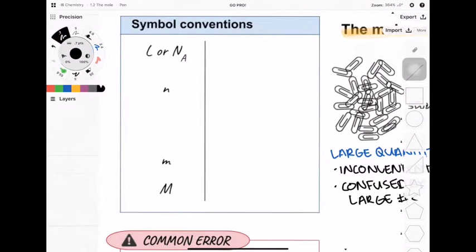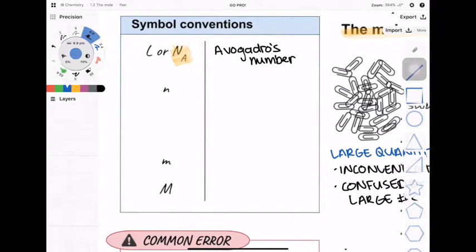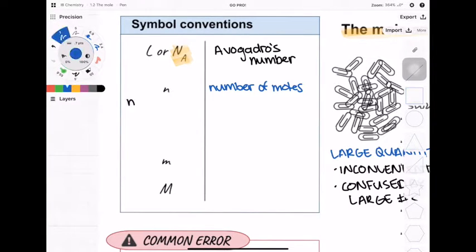Okay, so let's just take a look at some of the symbol conventions for the mole topic. When we're talking about Avogadro's number, we usually use Na or L. When we're talking about the number of moles, we usually use the lowercase n. When we're talking about the number of moles of a specific substance, we write n with a subscript of the specific substance. So if I have 5 moles of H2O, my n subscript H2O would equal 5 moles.